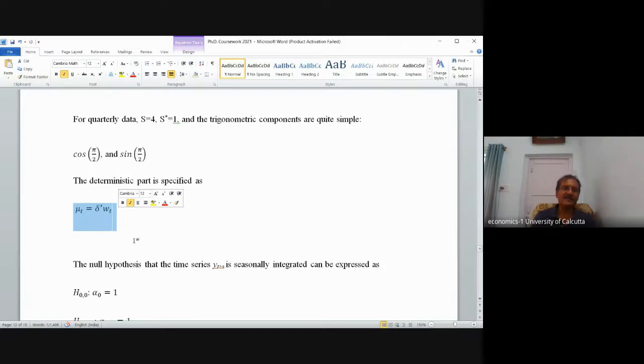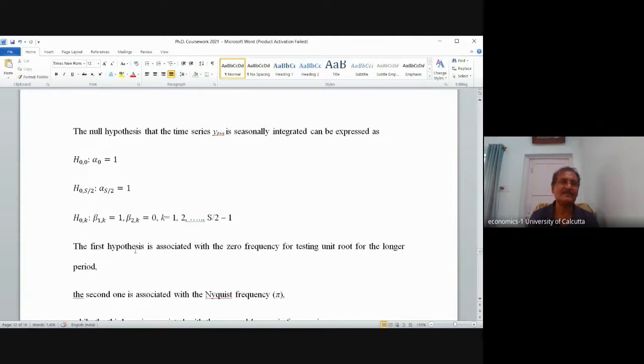Now, what are the null hypotheses? Now, null hypothesis you need to express here in terms of alpha. Earlier, you had expressed in terms of pi 1, pi 2, pi 1 relating to null hypothesis 1, pi 2 for null hypothesis 2, pi 3, pi 4 for null hypothesis 3. In this modified method, null hypothesis could be expressed in terms of alpha. So one null hypothesis, H naught comma 0, that is for 0 frequency. Alpha naught is equal to 1.